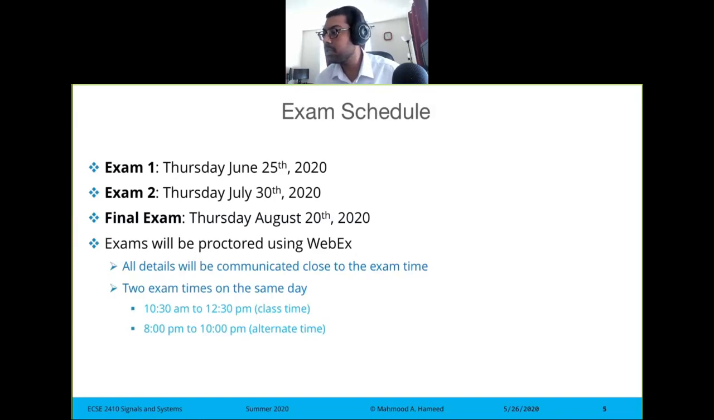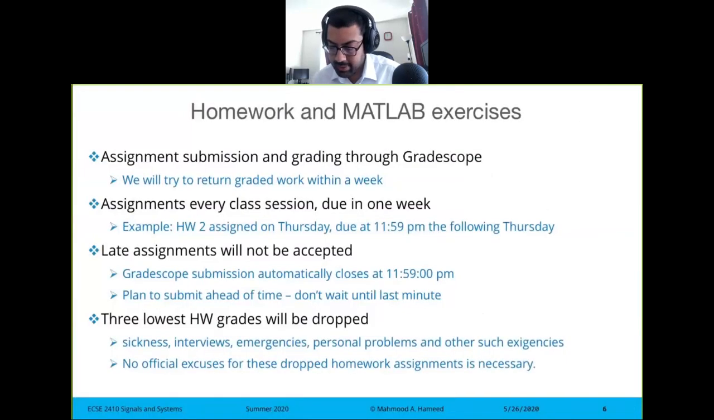Okay, let's keep pushing forward. Homework and MATLAB exercises. This should be quick and easy. Assignment submission and grading through Gradescope. We will try to return it within a week. The graded work will be returned on Gradescope itself.